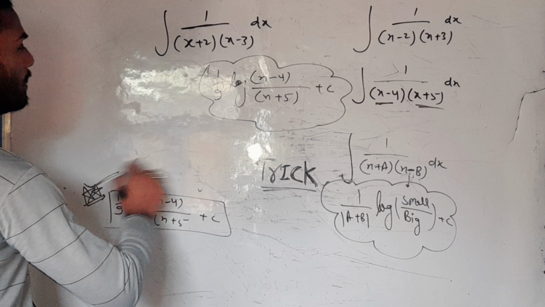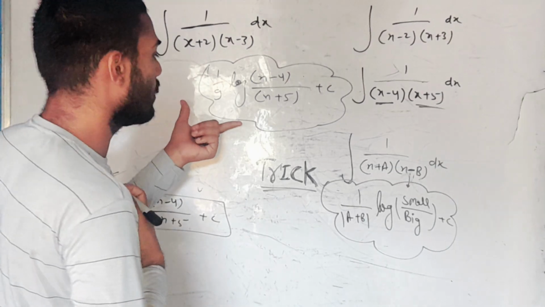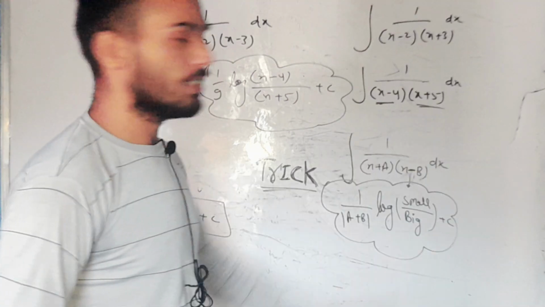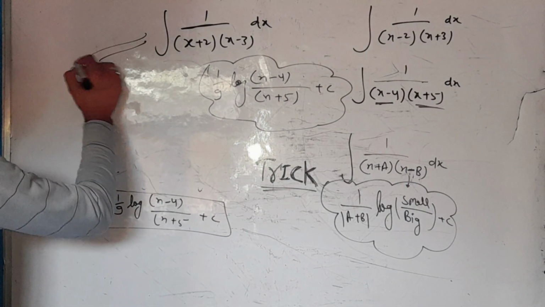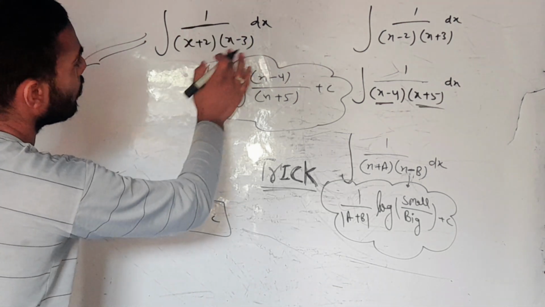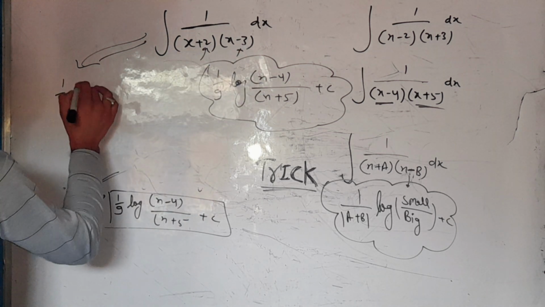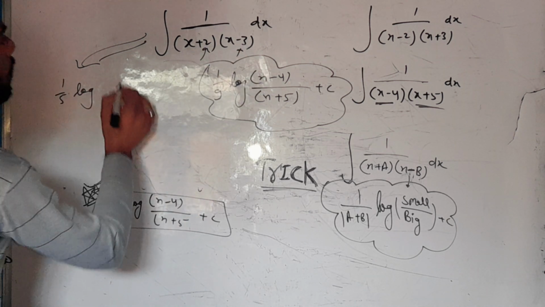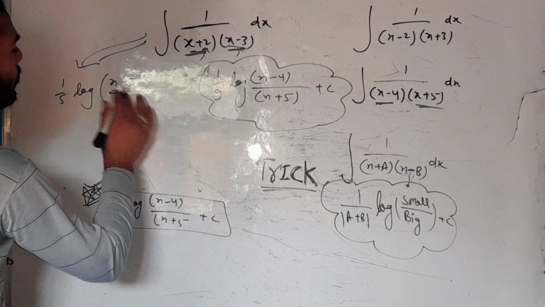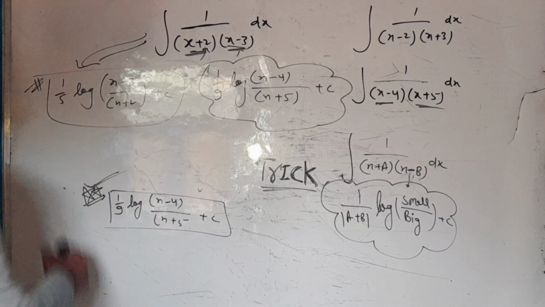This answer comes from the long method, and this answer from our trick. I think this is a very impactful trick for these questions. Let's do this question: 1 upon (x plus 2)(x minus 3). 2 plus 3 is 5, so 1 upon 5 log, small will be x minus 3, big will be x plus 2, so 1 upon 5 log of (x minus 3) upon (x plus 2) plus c. This is the final answer for this question.